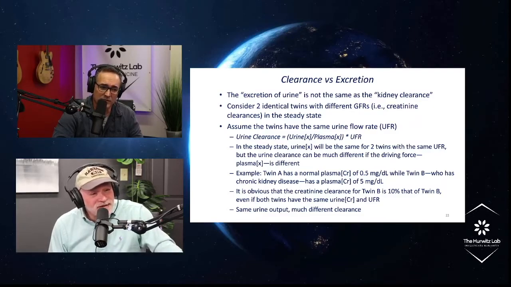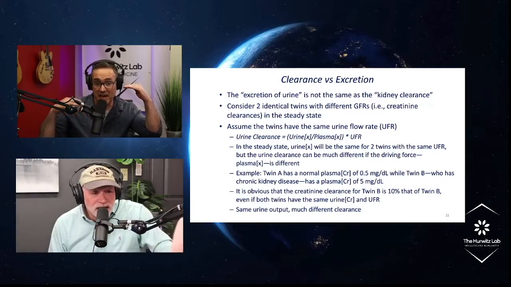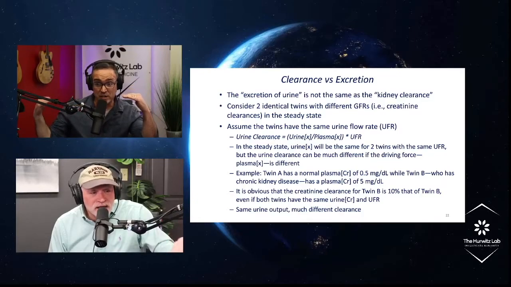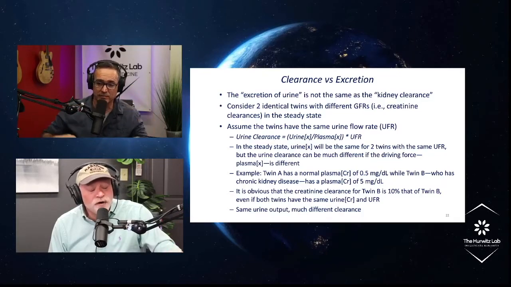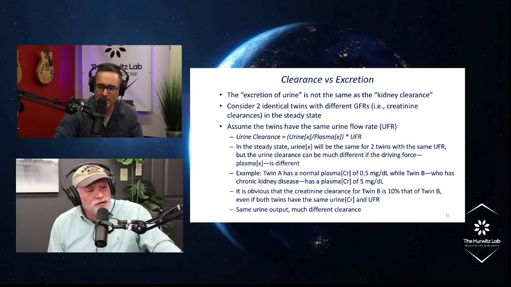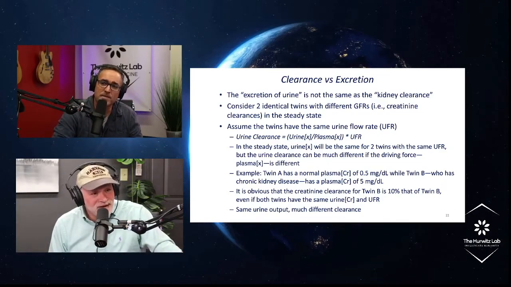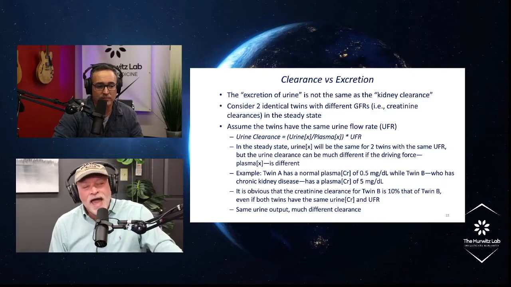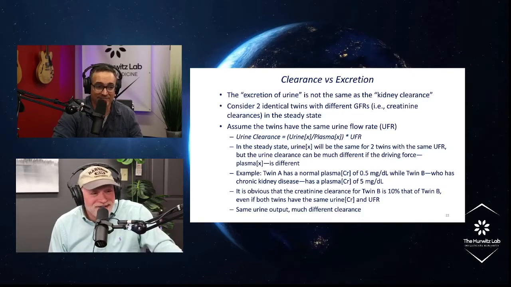But in the steady state, they can't be different because they're both in steady state. The reason that the amount of creatinine in both urines is the same is the production rate is the same, and they've reached a new steady state, so their excretion rate is their production rate. Yet because the plasma concentration of twin A is so low, for him to get all that creatinine in his urine, he has to filter at a much higher flow, a much higher GFR.